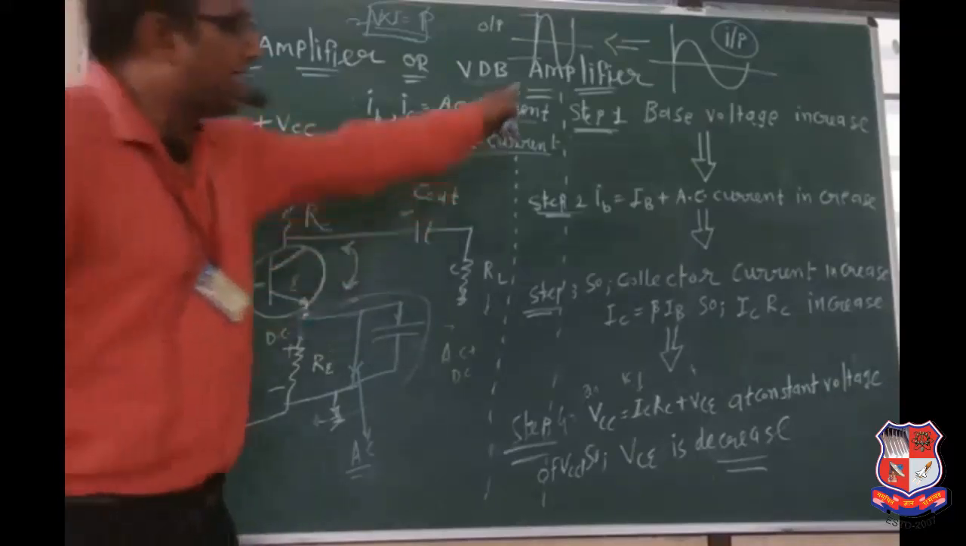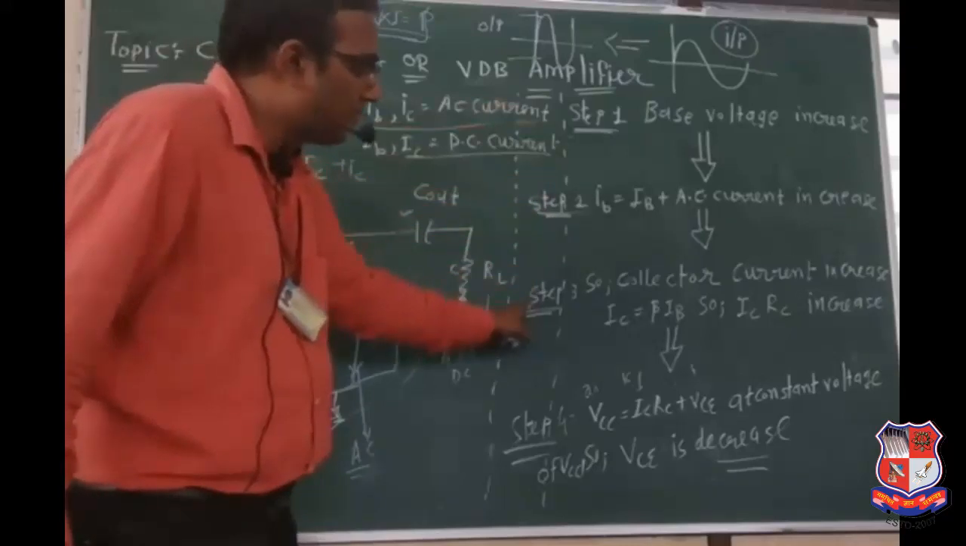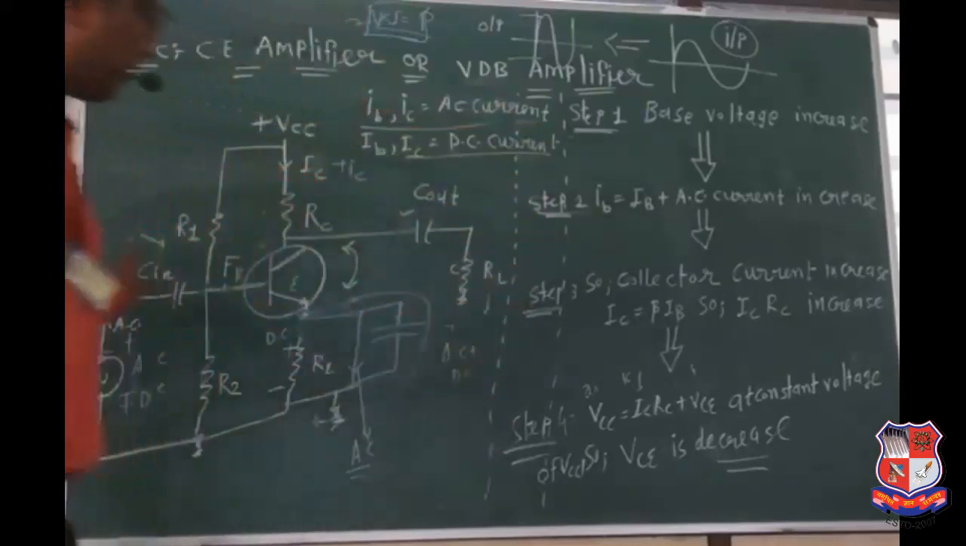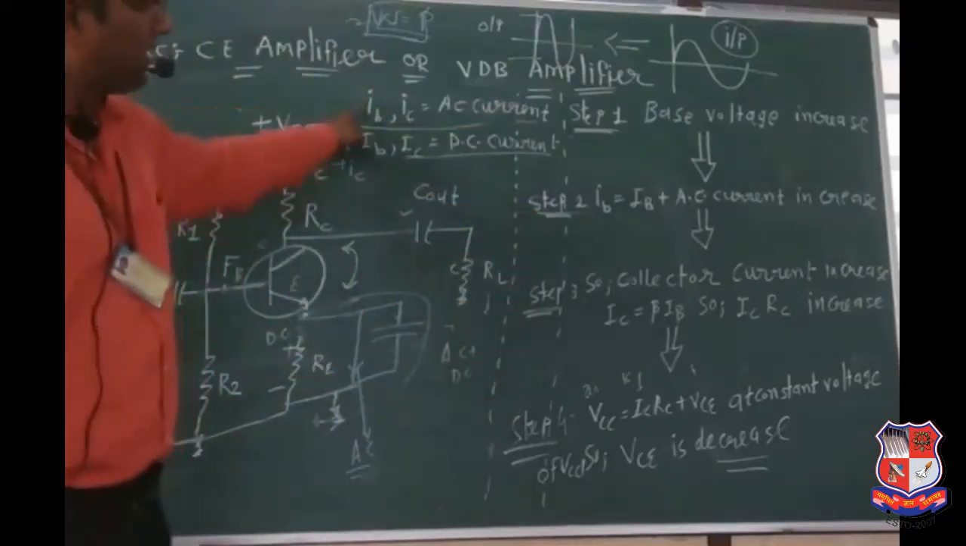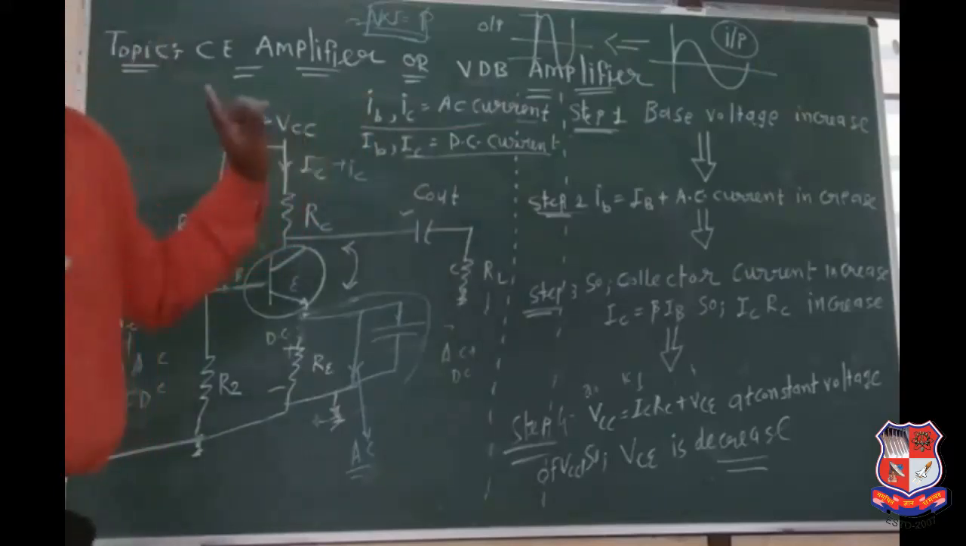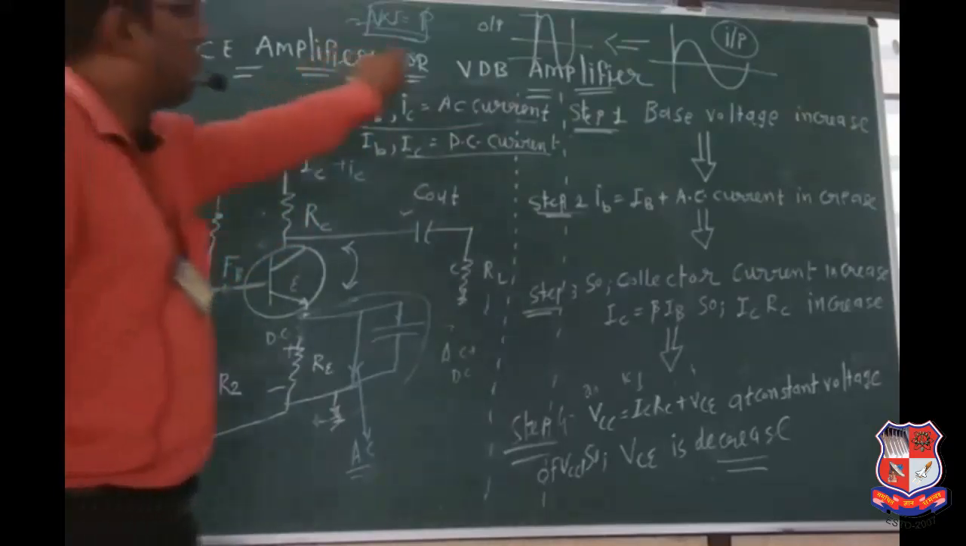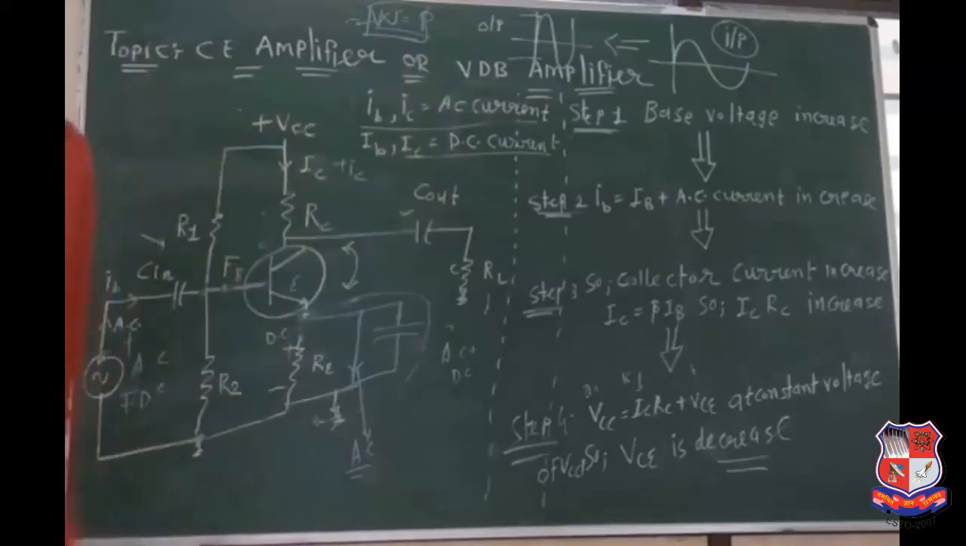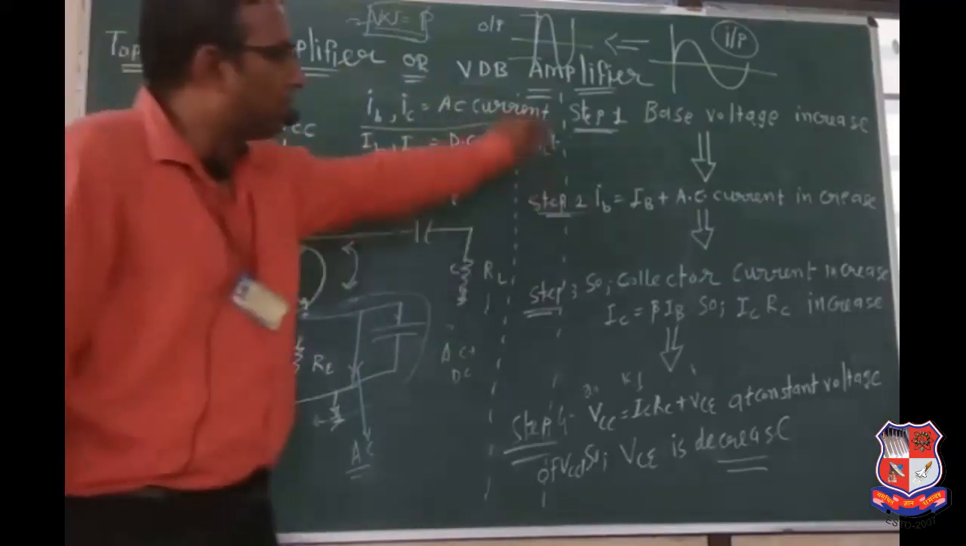Just mention step number 1, step number 2, step number 3, step number 4. Draw this diagram and write the difference between AC current and DC current. Again, it is known as the voltage divider biasing amplifier. Clear? The waveform I will sketch whenever I have erased this particular data.